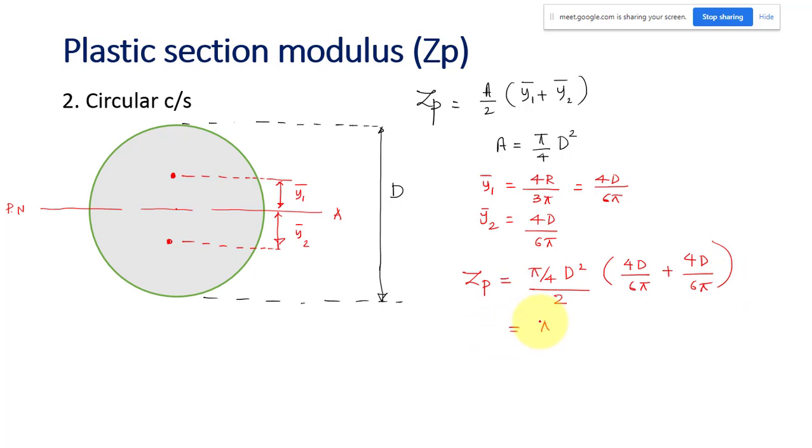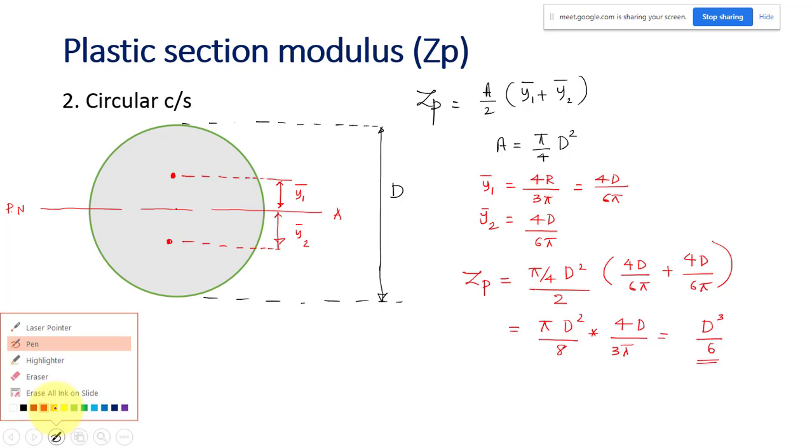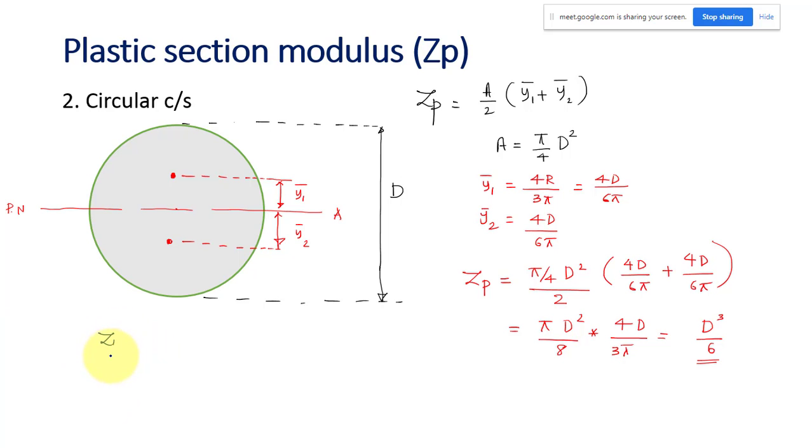So this is equal to pi d square by 8 into 4d by 6 pi plus 4d by 6 pi, so that will become 4d by 3 pi. All the pi terms will get cancelled. So the remaining will be how much? d cube, 4 by 24, so 1 by 6. D cube by 6, right? So this is the plastic section modulus. So let us write Zp for a circular section as d cube by 6.